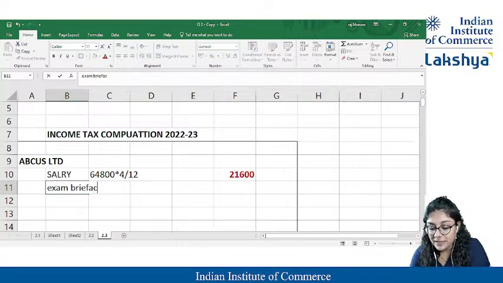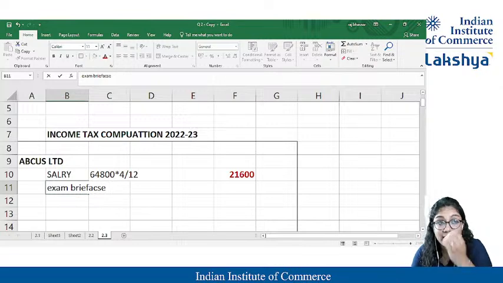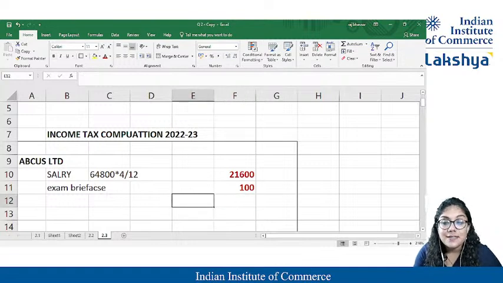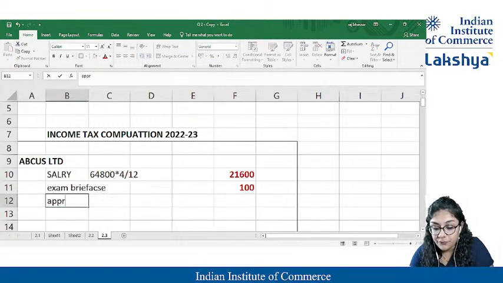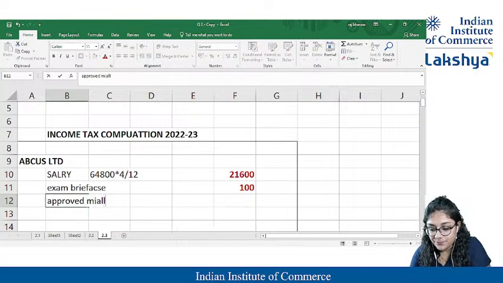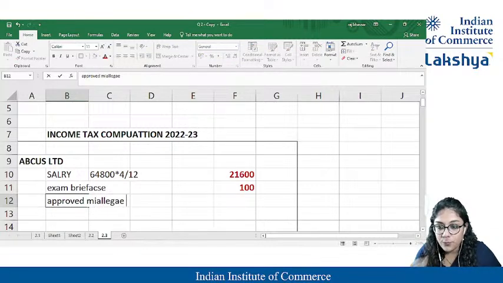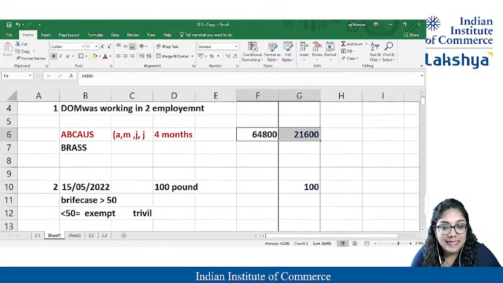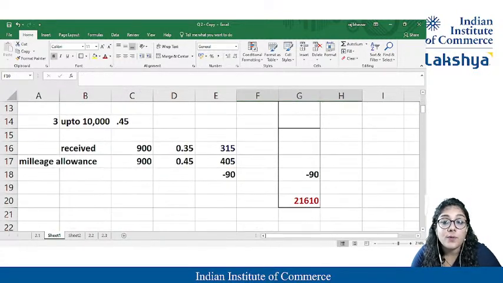Then if you remember, students, we cleared some exam and we got some briefcase, and the briefcase I got was for more than 50 pounds. So again, that is my income, that is 100 pounds. I need to add it. Then we got some approved mileage. If you want, you can check the sheets. This is what we have prepared, isn't it?